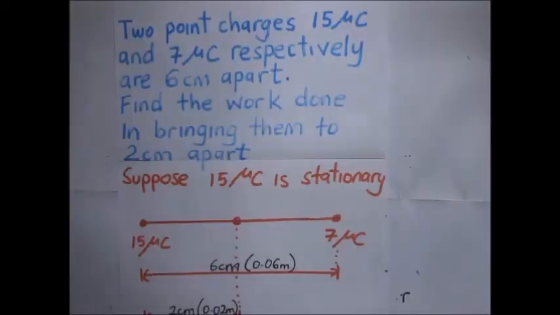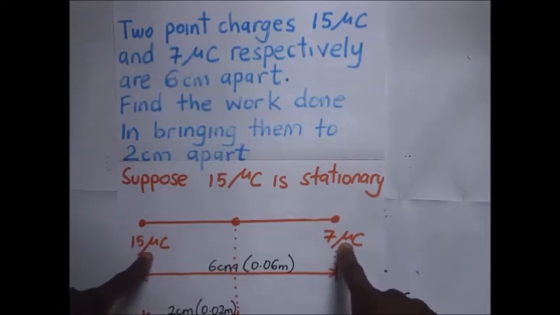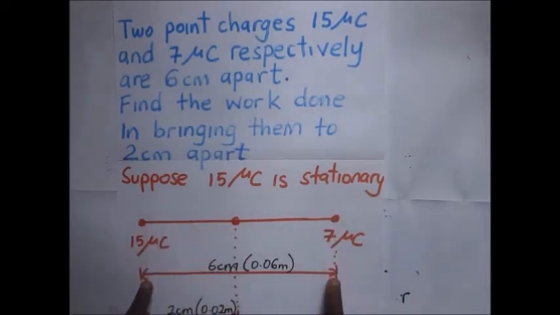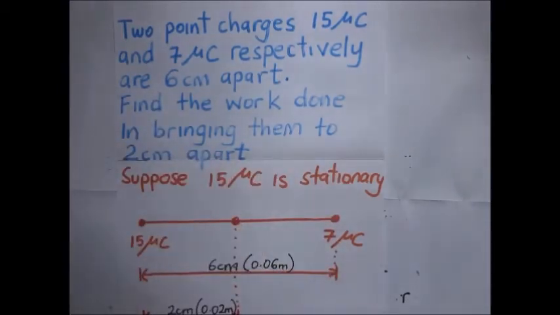In our previous tutorial, we derived the potential difference formula. Consider this a continuation of that as we explore a few worked examples where we will be required to use that formula. We have a question here: two point charges, 15 microcoulombs and 7 microcoulombs, respectively. These are 6 centimeters apart. Find the work done in bringing them 2 centimeters apart.